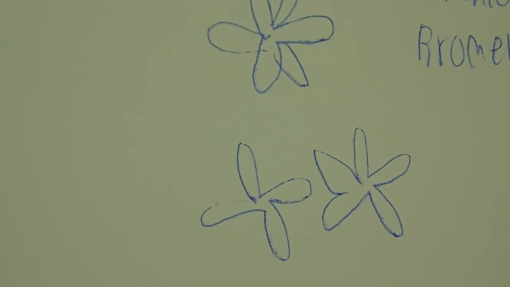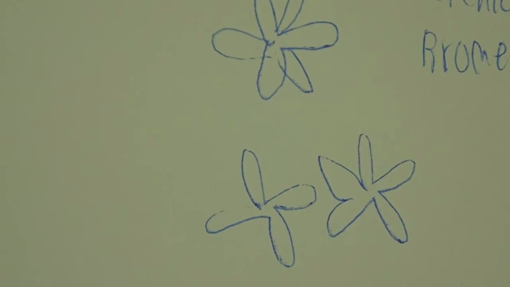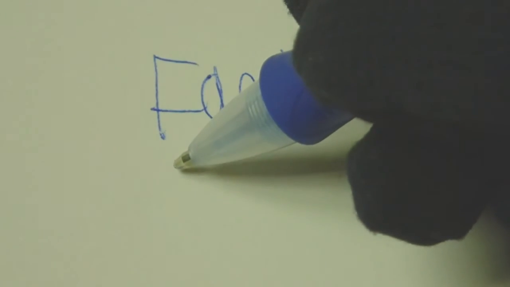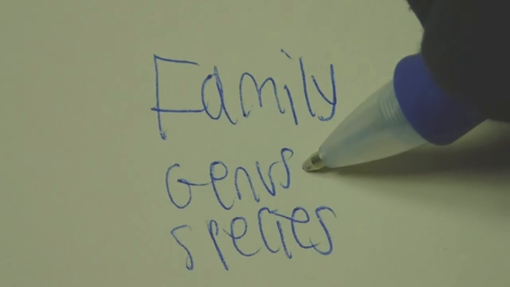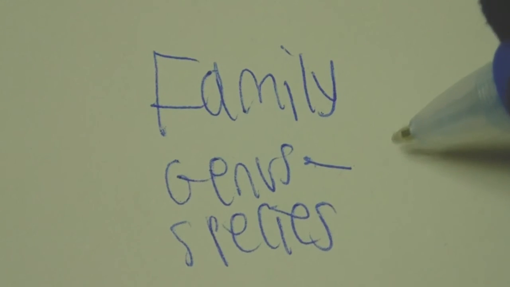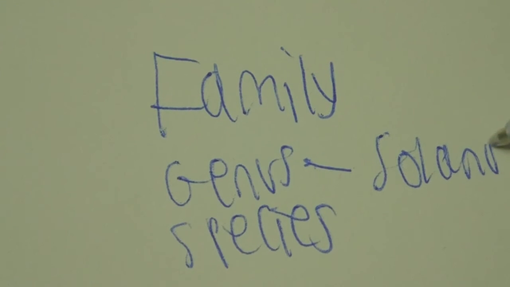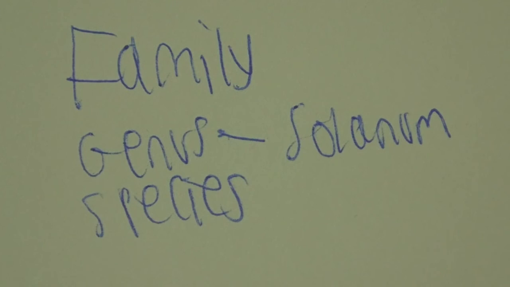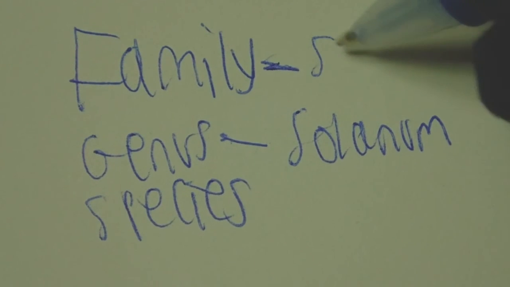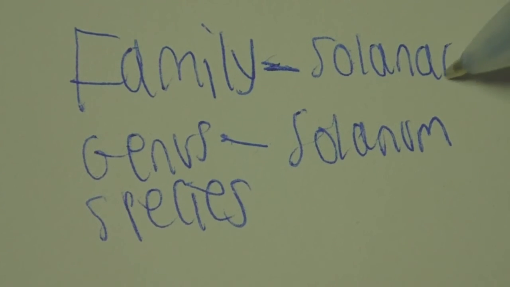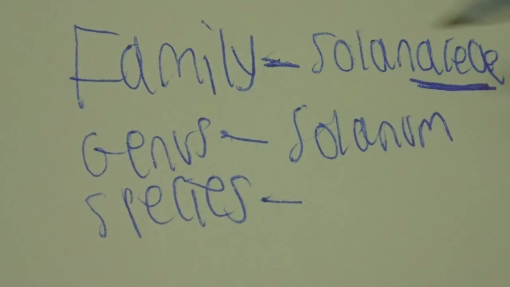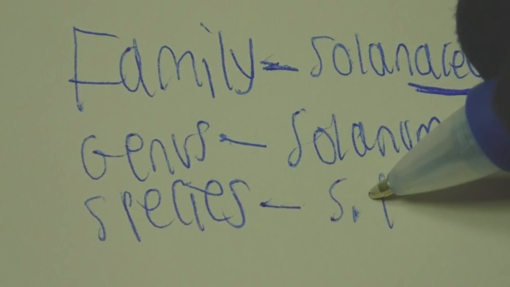So, with that out of the way, we can now discuss the nomenclature, naming conventions. The 3 categories most commonly used are family, genus, and species. So, to begin with, we'll use a potato as an example. The genus for a potato is Solanum. The family is Solanaceae. And note that families in plants always end in aceae. And then the species would be S. tuberosum.